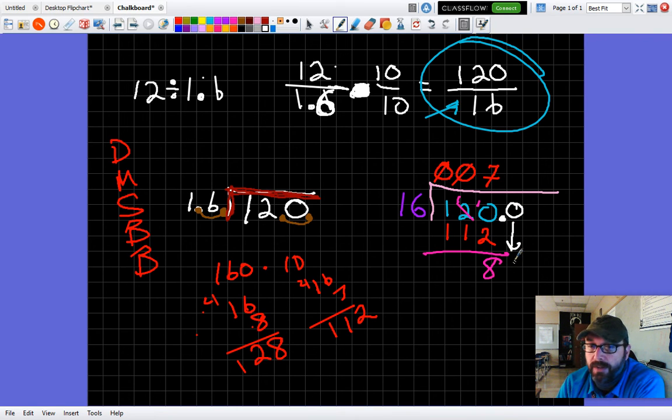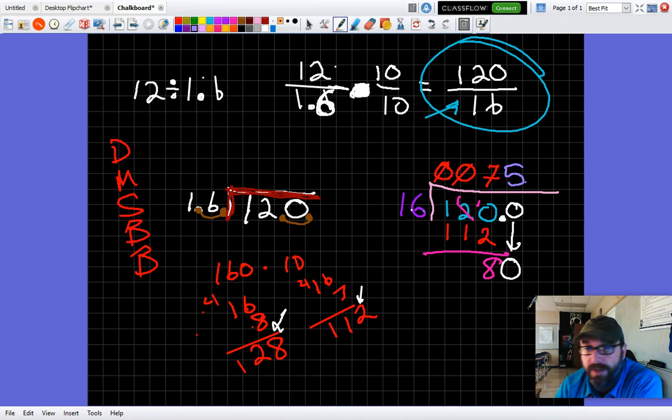So we bring it on down. 80. How many times does 16 go into 80? Well, I know it's going to be less than 8, because 8 is 128. I know it's less than 7 because that's 112. And it looks like it's almost 2 less. So I'm going to say it's 5. And I'm going to guess 5 with a lot of confidence. And I'm just going to write it here.